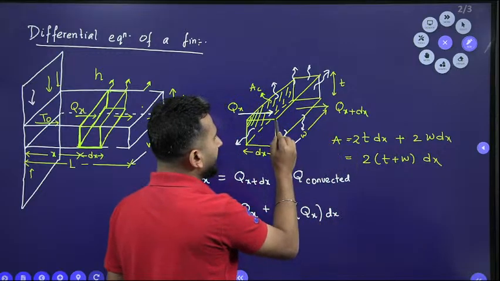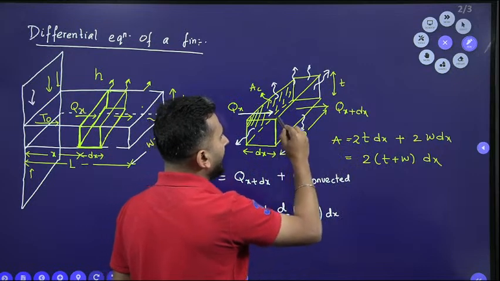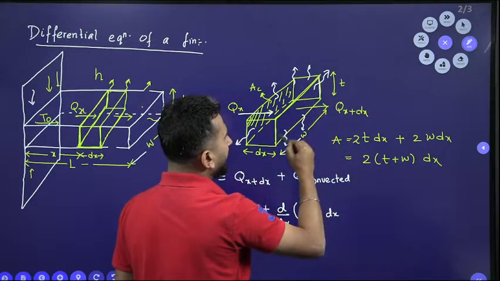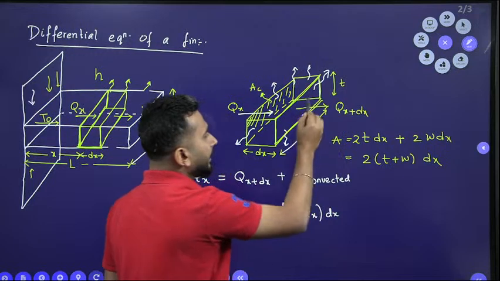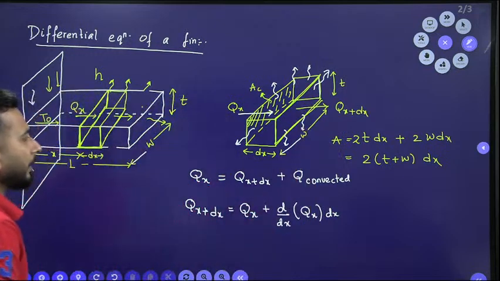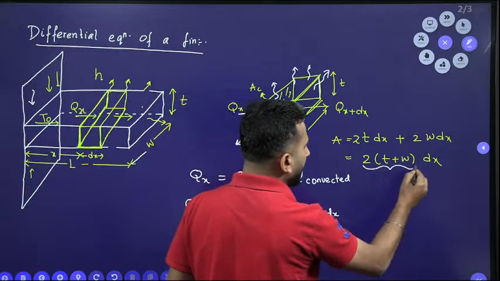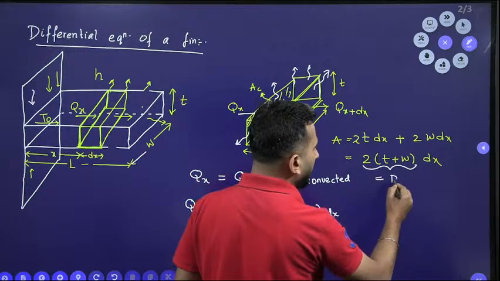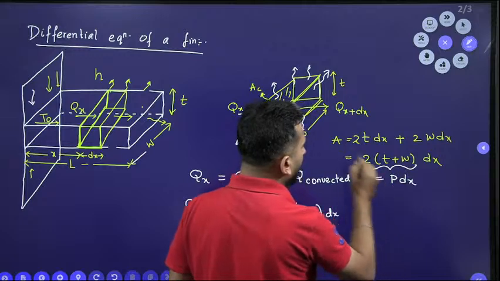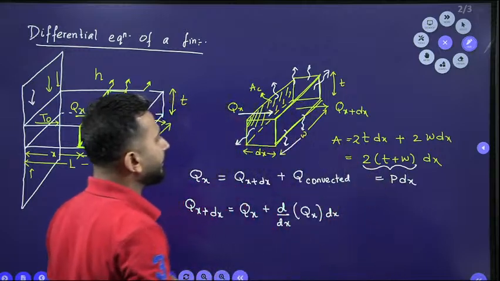Now see, this is T and this is W. So I can say that for the cross section, this is the perimeter itself. For the cross section, this term is the perimeter. So I can write perimeter of the cross section into dx. So for A, I can write P dx. Okay.